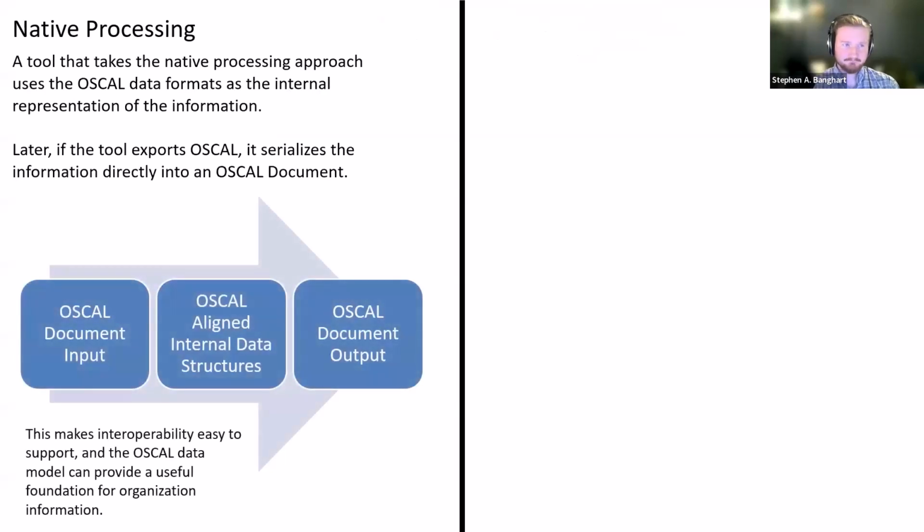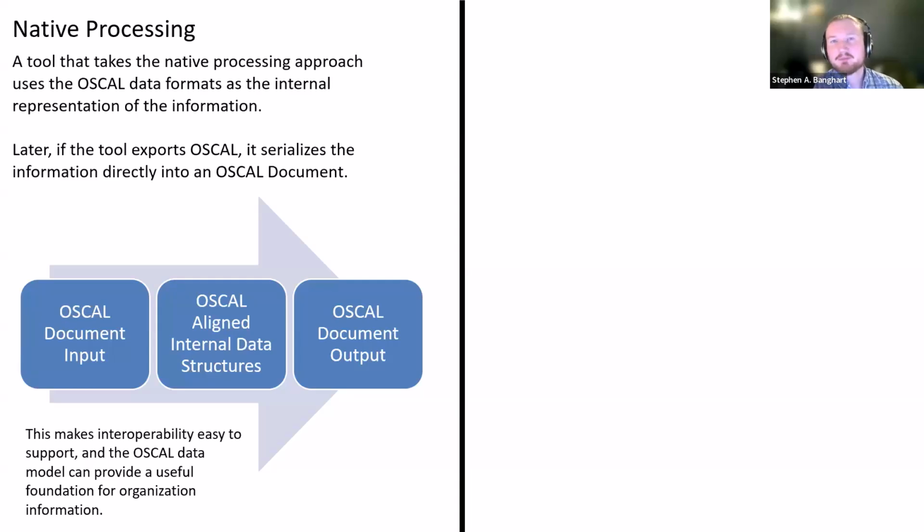And just to make that more clear, a tool that is an OSCAL native tool, one that processes OSCAL natively, uses OSCAL data models as the internal representations of information. So you get some input, and maybe this is an OSCAL document input, maybe this is some other input. You get a series of inputs, and they're all transformed and managed as OSCAL aligned internal data structures. And then later, when you output, you're outputting an OSCAL document. It's easy to output an OSCAL document because everything is already roughly in the right configuration and orientation to make that transformation easy.